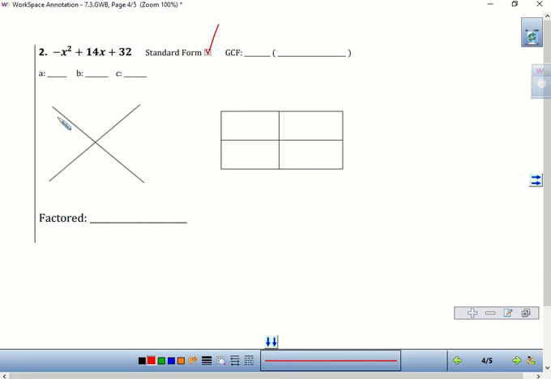Now, something I want you to notice right away. See how there's a negative sign in front of the x squared? Everybody see that? Anytime that's the case, I want you to factor out a negative 1. And that's going to get rid of that negative sign in front of your x squared. So what's going to happen to your binomial now is every single sign of every term is going to change. So the x squared was originally negative, now it's positive. The 14x was positive, now it's negative. And the 32 was positive, it's now negative 32. So factoring out a negative changes the sign of each term.